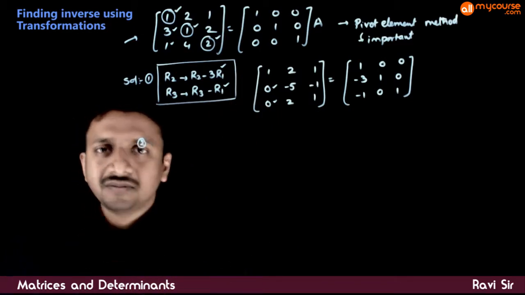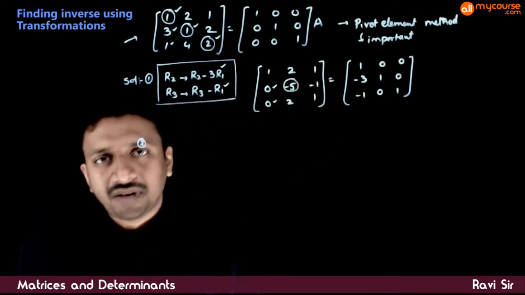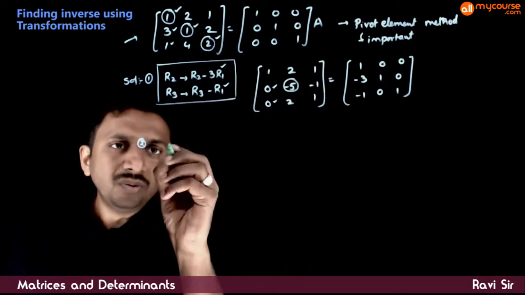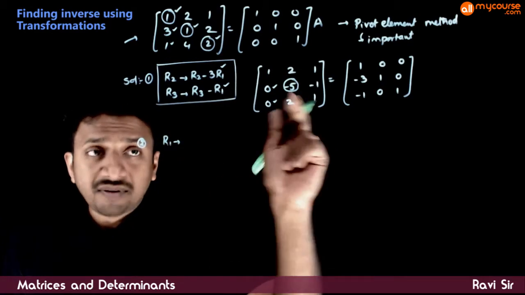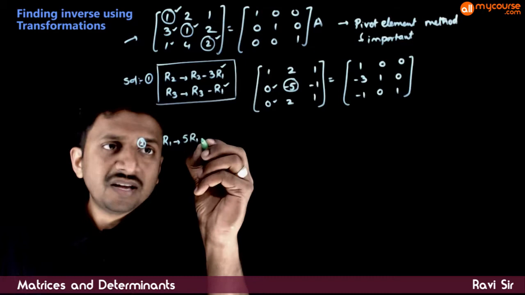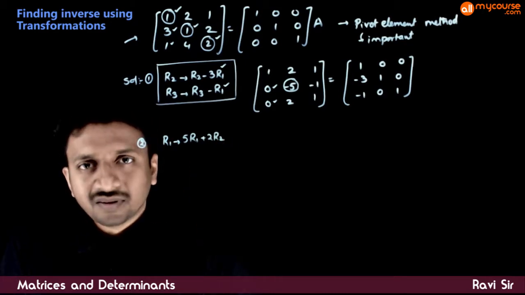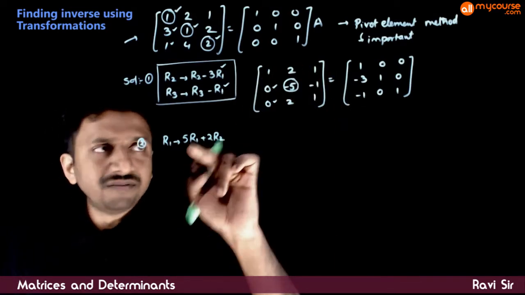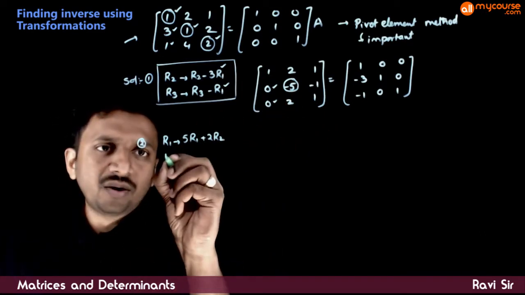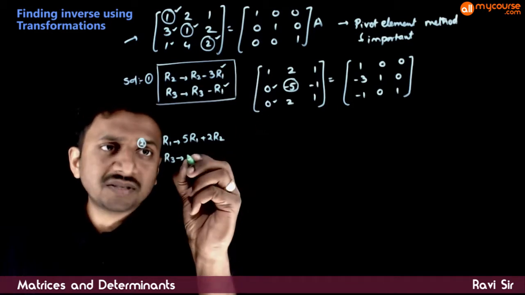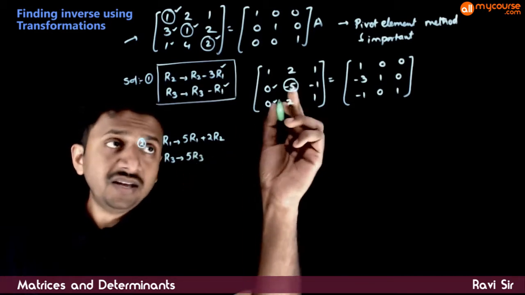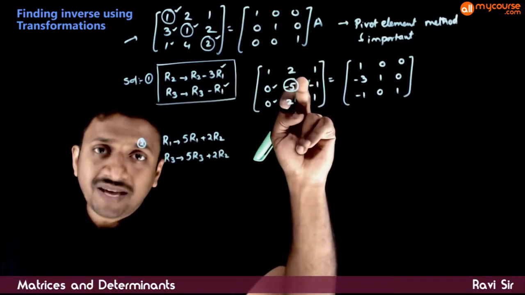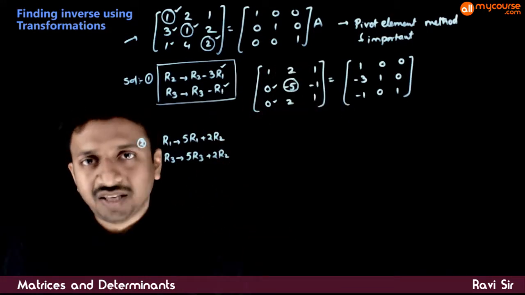The second step. In the second step, we use this as my pivot element. Using this, I'll try to make these two as zeros. So what do I do? R1 becomes 5 times R1 plus 2 times R2. The method is something related to the LCM. The LCM of 5 and 2 is 10. So I'll multiply the first element with 5 and the second element with 2. And row 3 becomes 5 times row 3 again plus 2 times row 2. 5 times row 3 is 10. 2 times row 2 is minus 10. So they get cancelled and you get 0 at these two positions.